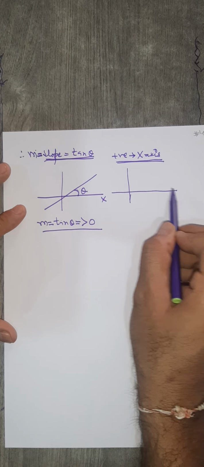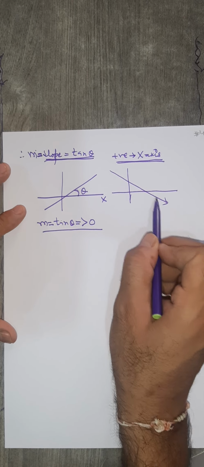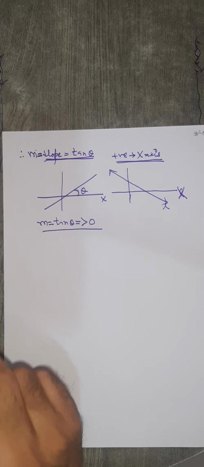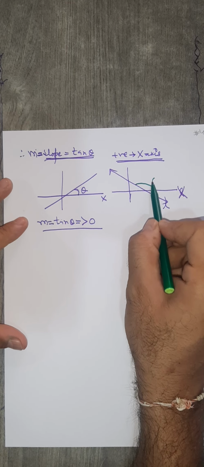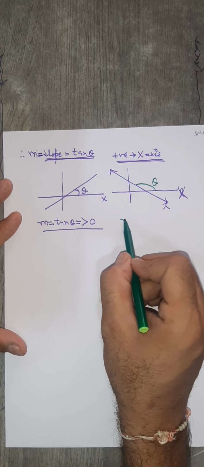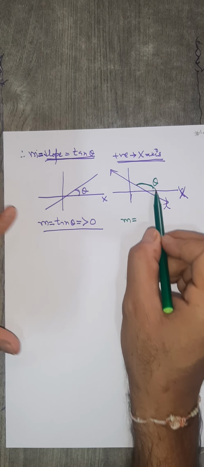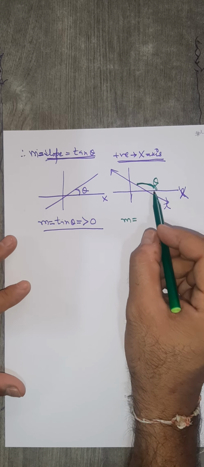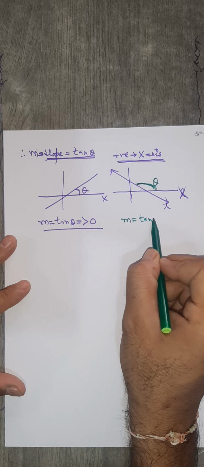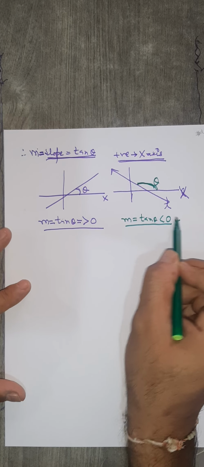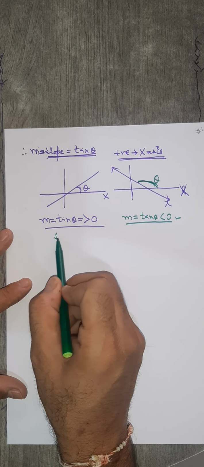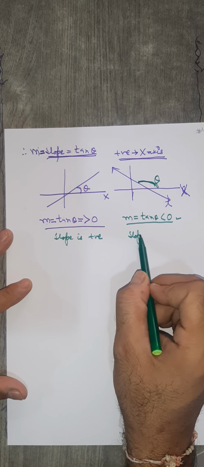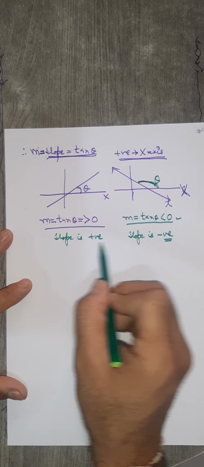Now see here. If I take a line like this, and this is the x-axis, which angle are you going to take? This one, with the positive direction. Now this is theta. It is an obtuse angle. So obviously here it is from pi by 2 to pi, because the range of theta is always from 0 to pi. More than 90 degrees, it will be in the second quadrant. So tan theta is negative. So what I'm trying to tell you is that here slope is positive, and here the slope is negative. Slope can be positive or negative.